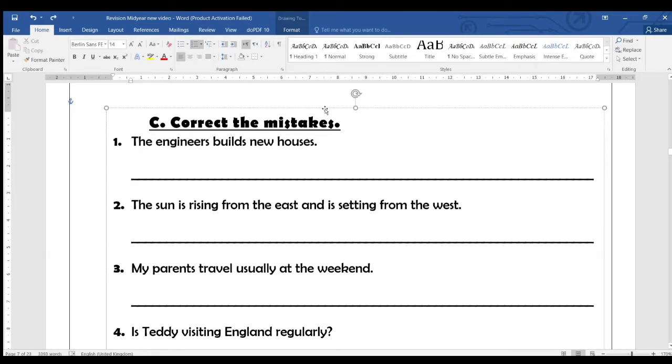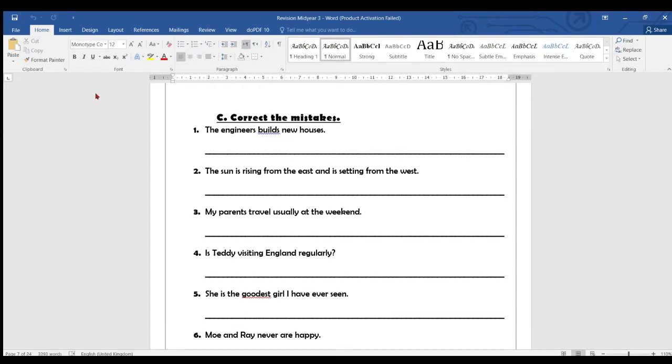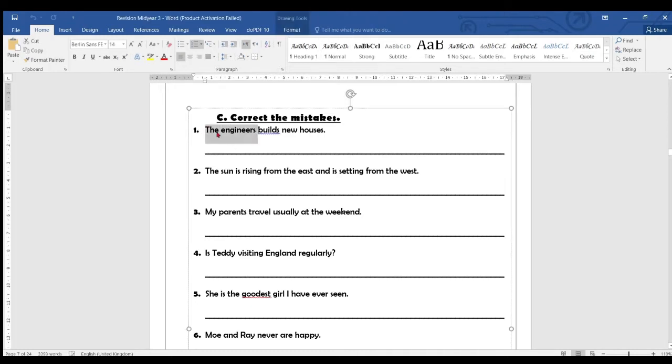Let's take a look at number 1. The engineers build new houses. So here I have the engineers. The sentence is in the present simple, but I have many engineers. It's not only one person. The engineers is equivalent to they.